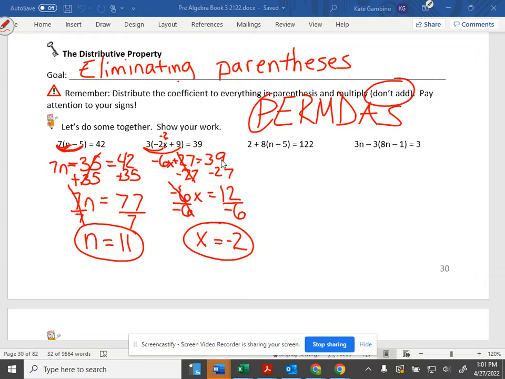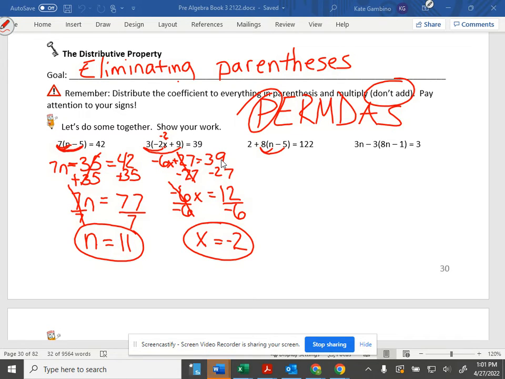So I want to do parentheses first. Can I do n minus 5? Can I combine that? Why not? One of them's a variable. Because they're not like terms. So what's the second part of parentheses that I should do? I'm still at parentheses. Kaylin: Multiply 8 by n and multiply it by negative 5. I need to get rid of those parentheses.